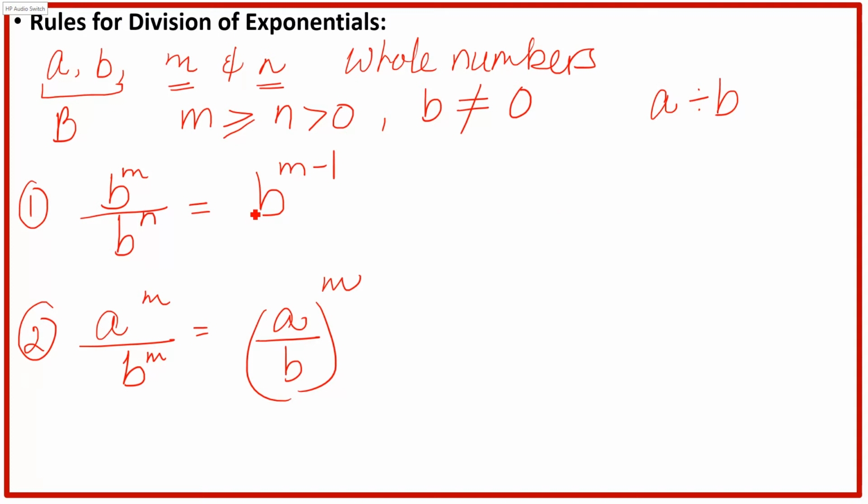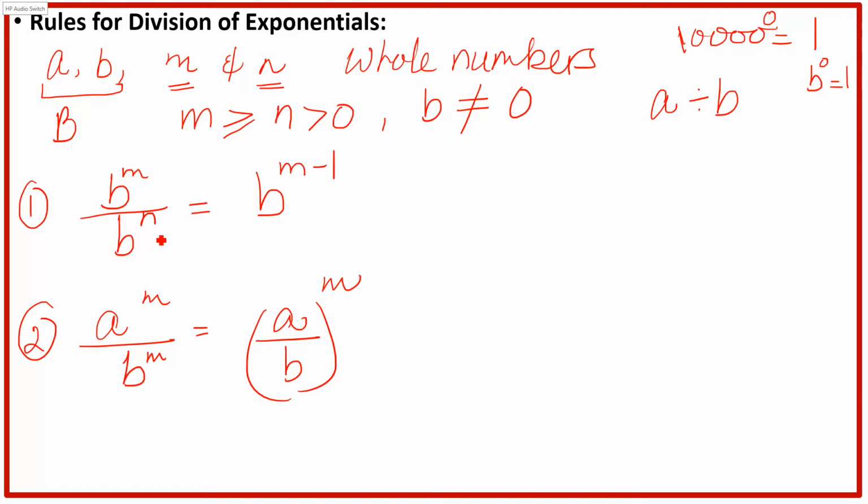Because I told you, if we write the power of anything, suppose we have 10,000 and the power or exponent is 0, it will be equal to 1. If we make the exponent of B 0, it will always be equal to 1. That is why it says N is greater than 0. And B is not equal to 0, because if we divide something by 0, we cannot solve the problem.